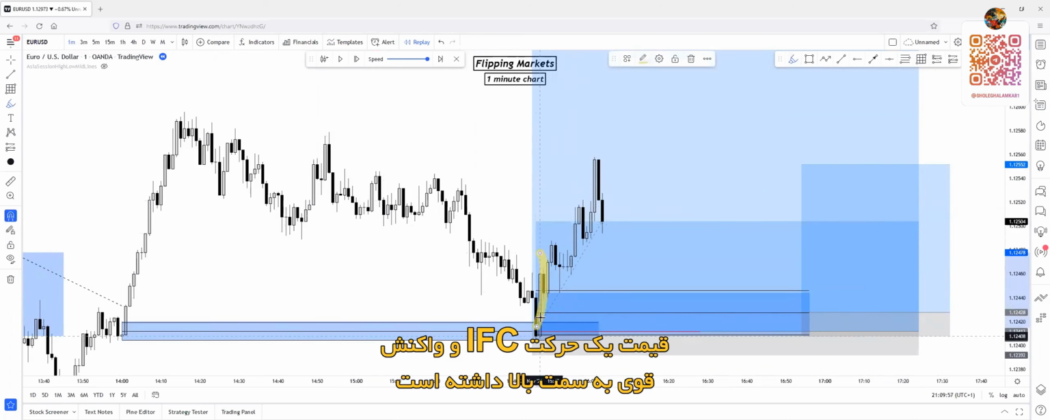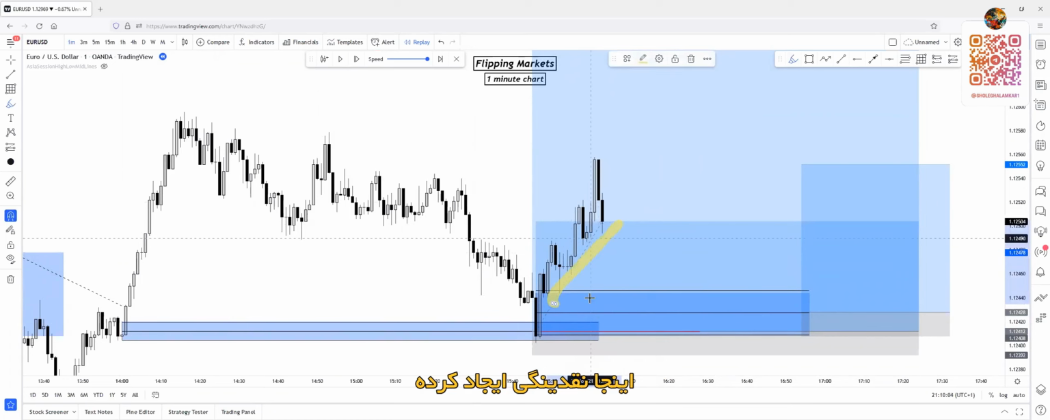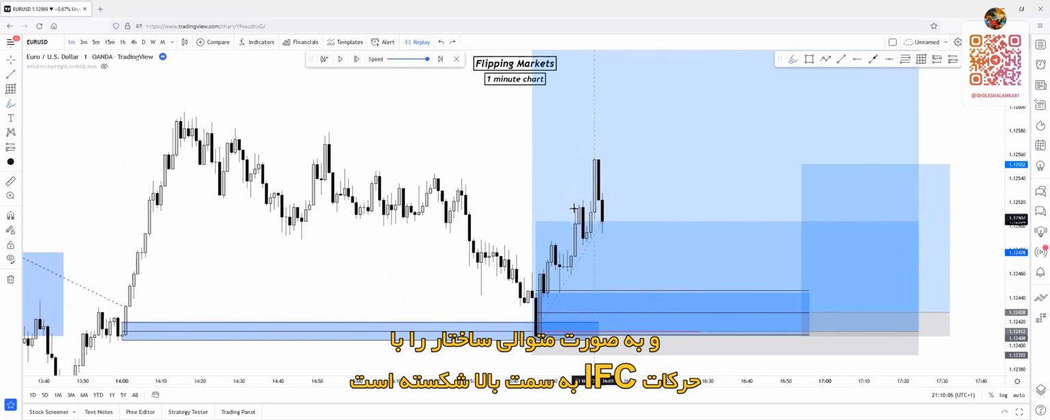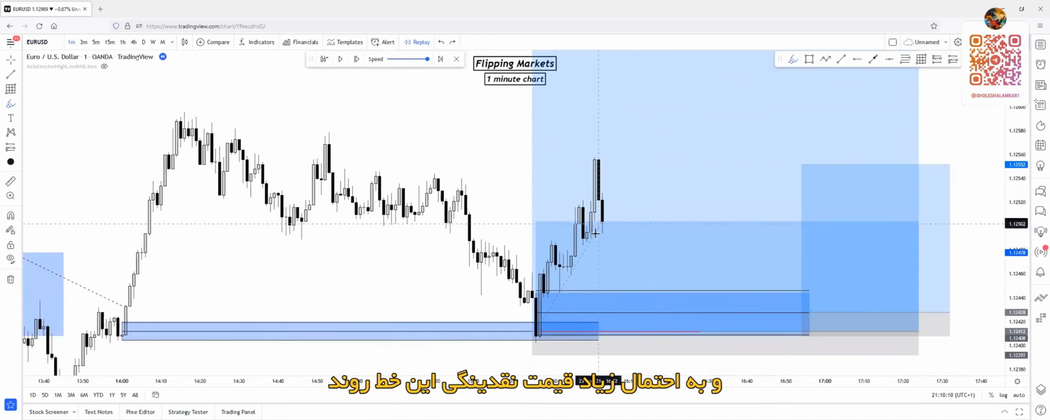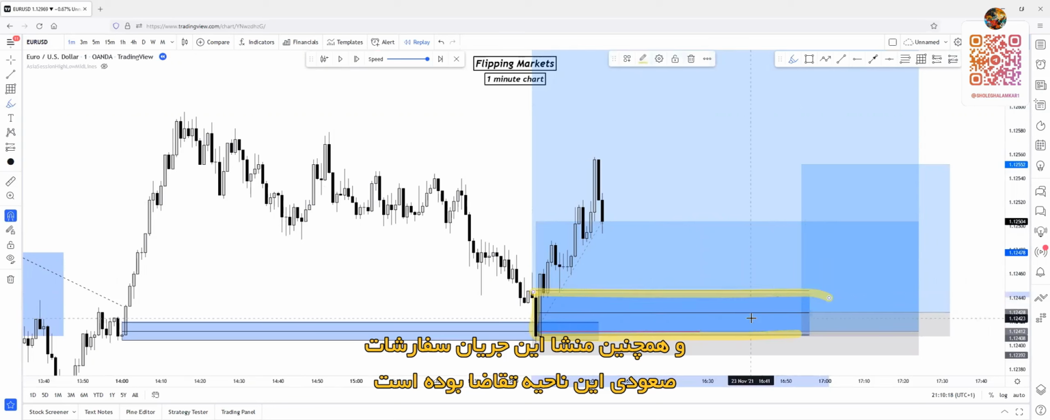Price created an inefficient move to the upside, huge recovery after the demand tap, built up liquidity here, built up liquidity here, continuously breaking structure to the upside with inefficient pushes. So price has a great chance to sweep this liquidity trend line, sweep these double bottoms, triple bottoms, sweep this line. And actually the start of the whole order flow was this demand zone right here.